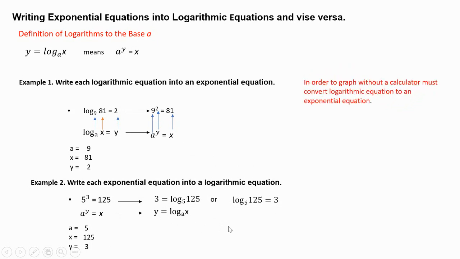Okay, now, in order to graph without a calculator, you must convert logarithmic equations into an exponential equation. And again, this is a review from last week. I'm going to graph one exponential equation and one logarithmic equation, and then we'll start with the topics for this week.